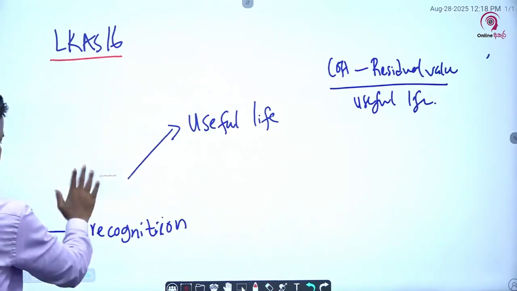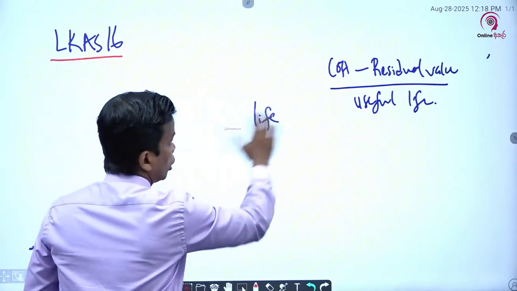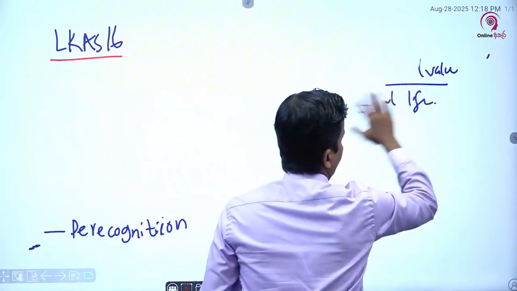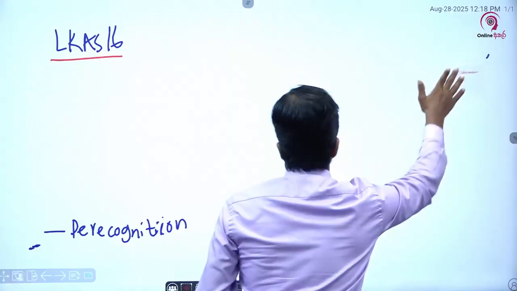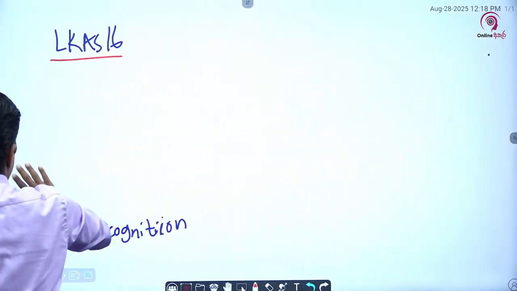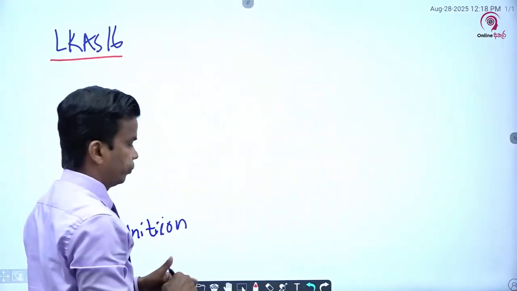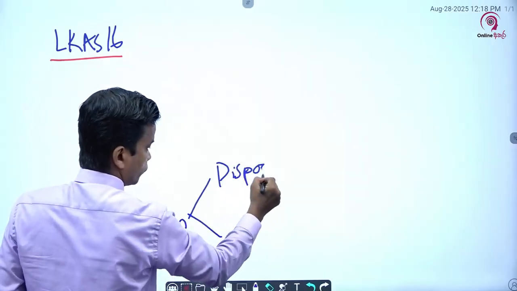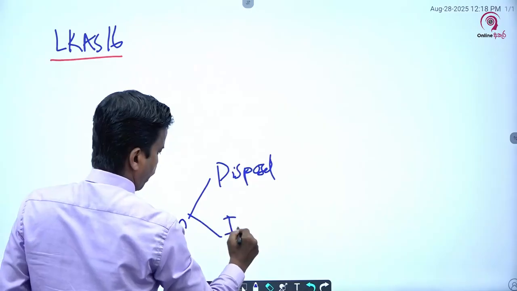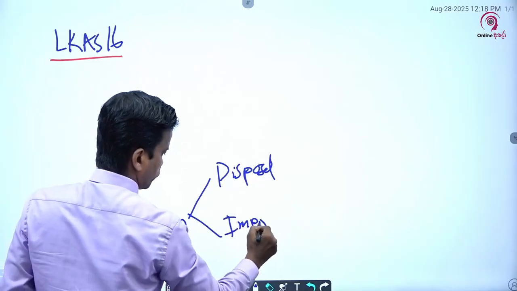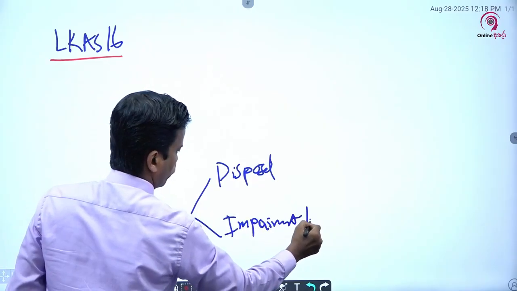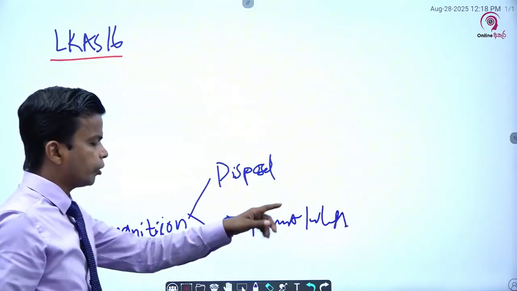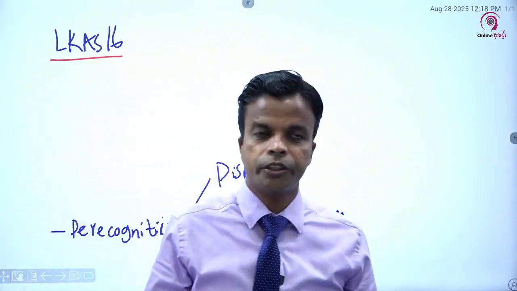And the last one is derecognition. You derecognize a PP&E item either because of disposal, impairment or write-off. So it could be disposal or impairment, or we call it write-off, right? Impairment and write-off we are going to discuss later in this session.